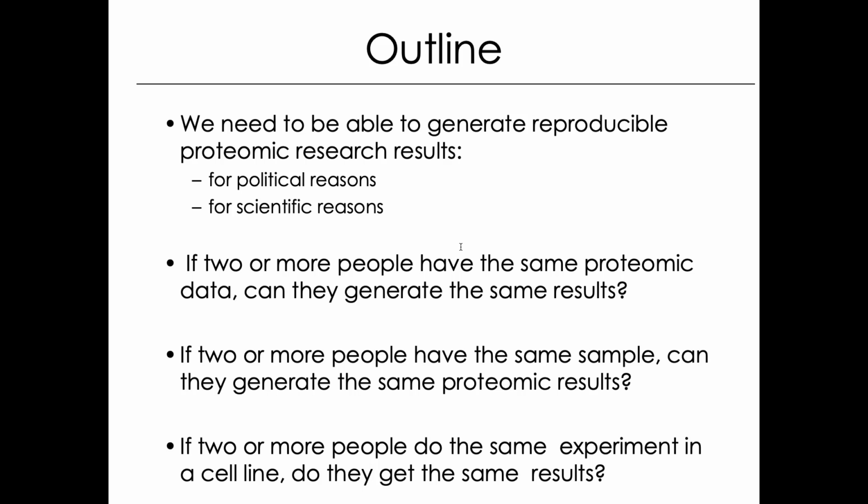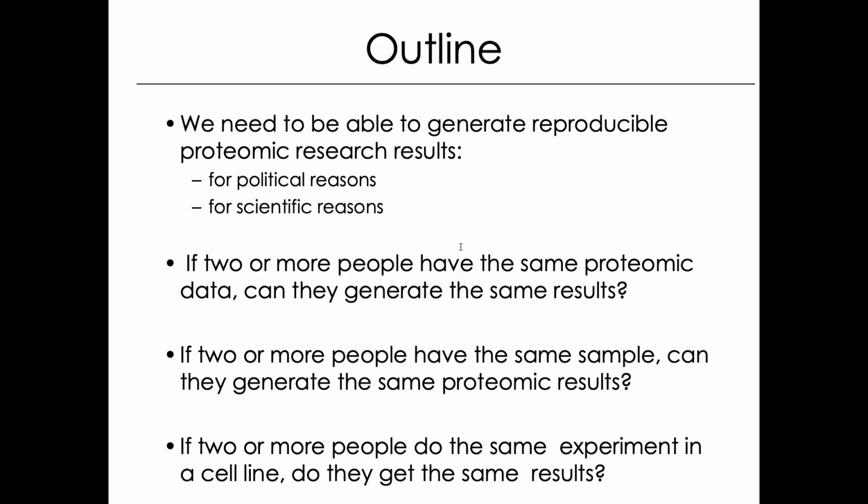So this is an outline. I would like to discuss why we need to be able to generate reproducible research results, very briefly for political reasons, but then probably more importantly, for scientific reasons. Then I will touch on 3 studies that were done using this type of DIA techniques that you learned now, and I would like to answer the questions: if 2 or more people have the same proteomic data, can they generate the same results? So that's basically directly addressing the issue that you now addressed in these 2 weeks.